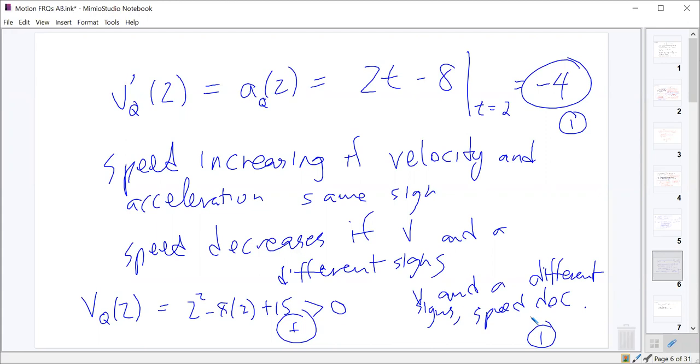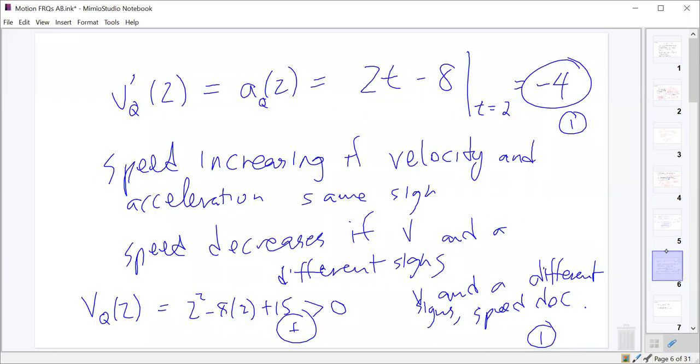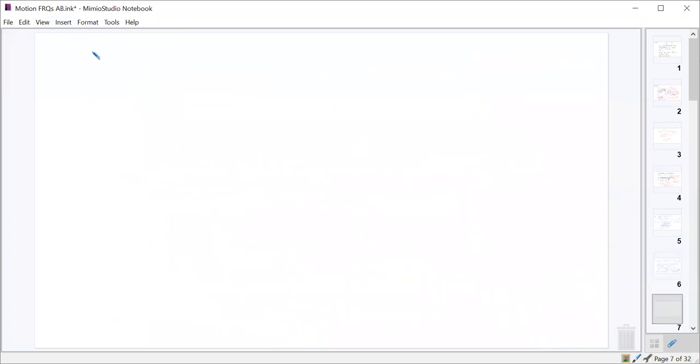All right. And then there was another part here, right? Part G. Find the position of particle Q the first time it changes directions. Okay. So we go back and we want to find out, when does Q change directions? Well, we already figured that out, right? What's the first time that Q changes directions?